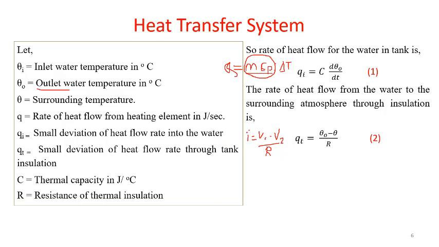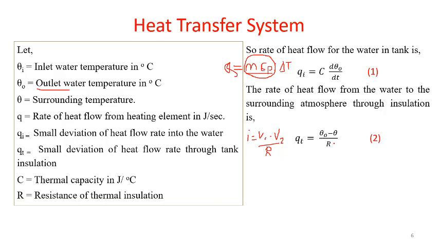I is the flow of current, the rate at which current flows. Similarly, here Qt is the rate of the heat flow. So it's quite analogous to this one. So from there, Qt is equal to (θ0 minus θ) divided by R. Here, in the electrical system, R is the resistance of the material; here R is the resistance of the insulator.